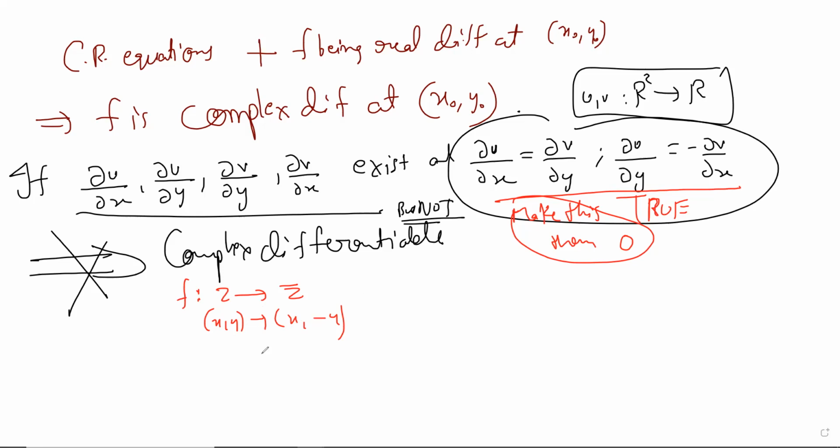But if you take the partial derivatives, this is the u, this is the v. If you take u with respect to x, the problem is you get 1, and v with respect to y is -1. So the Cauchy-Riemann equations are not satisfied, because they are 1 and then that will be -1. So it will not work. It doesn't satisfy the Cauchy-Riemann equations. So that is a problem.